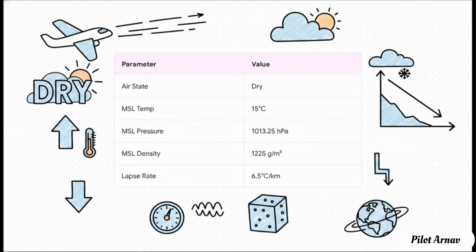For ISA, you always assume the air state is dry. Mean sea level temperature is exactly 15 degrees Celsius. Mean sea level pressure is 1013.25 hectopascals, which by the way is identical to 29.92 inches of mercury. MSL density is set at 1225 grams per cubic meter, and that standard lapse rate we talked about? It holds steady until 11 kilometers, at which point the temperature levels out at a chilly minus 56.5 degrees Celsius.